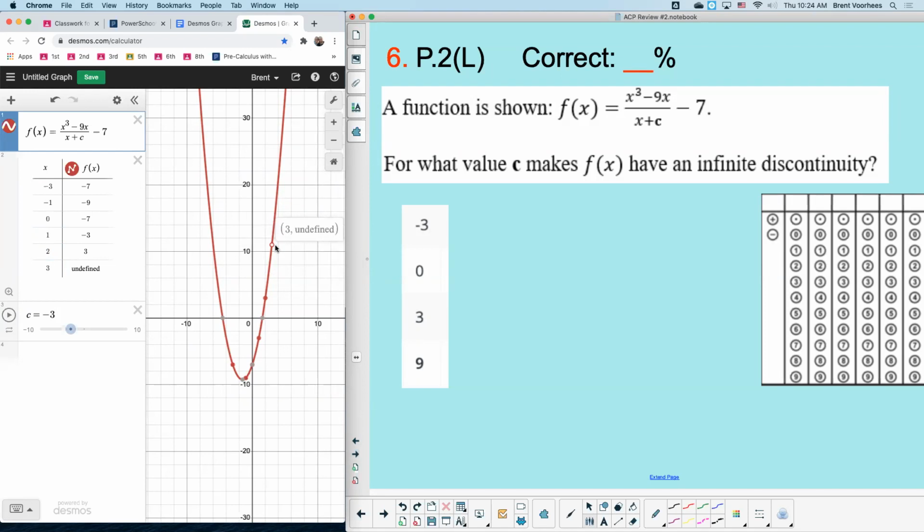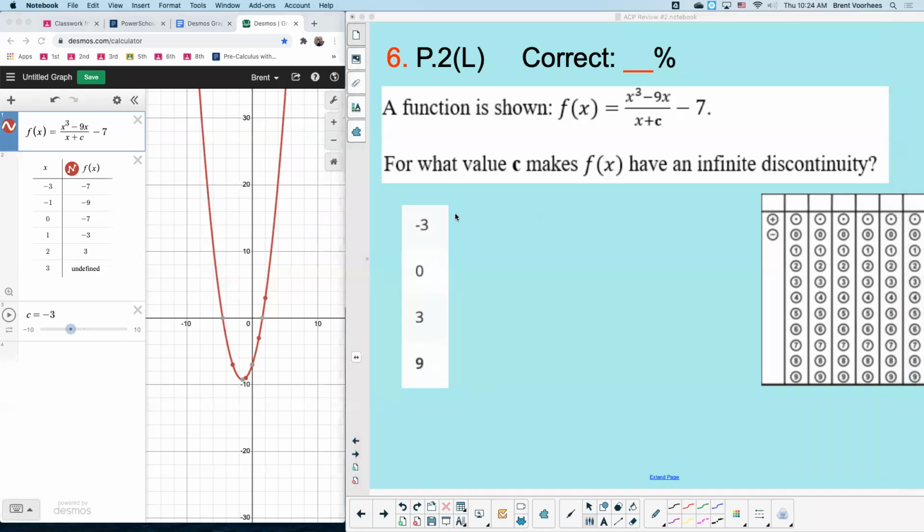What type of break is that, when it's just a little open circle? Do we call that infinite, jump, or removable? That's a removable break. This is a removable discontinuity. I'll show you why in a second. I'll show you the algebra, but that's removable.